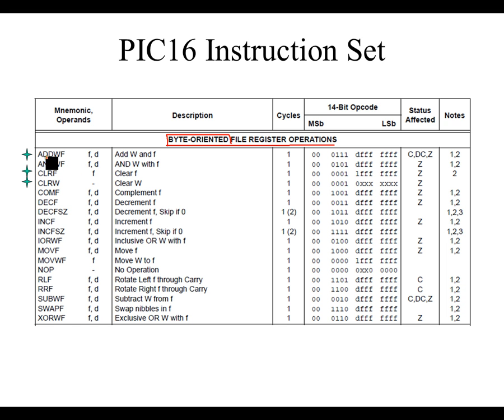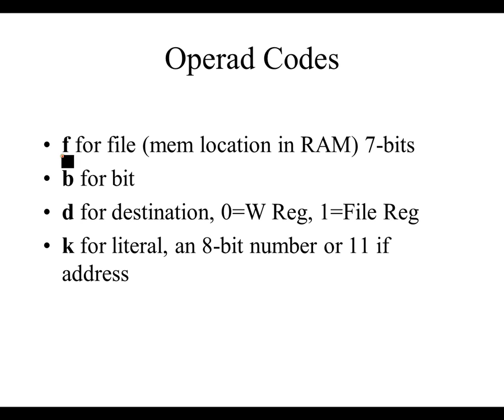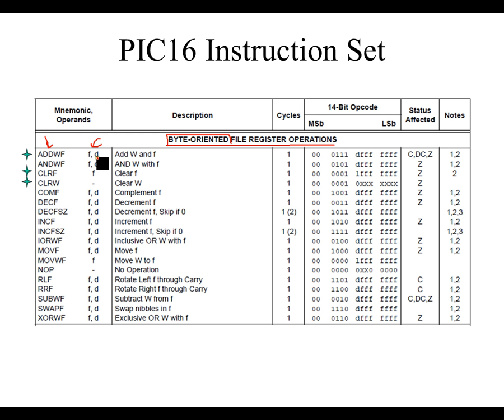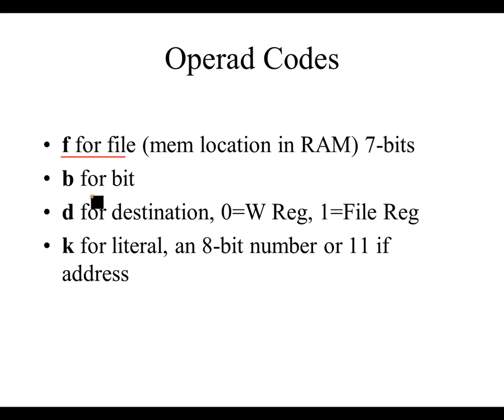The first instruction is ADDWF. That's what we call the mnemonic, and this is what we call the operand. In this case we use the designation of F, and if you remember, F means file. And then D means destination. If it's a 0, it's the W register. If it's a 1, it's the file register.